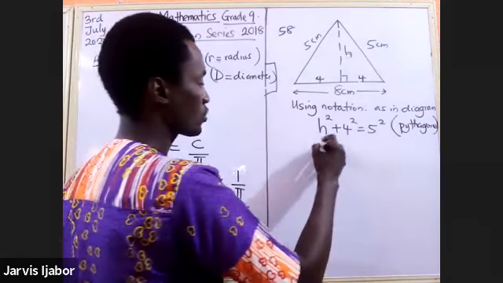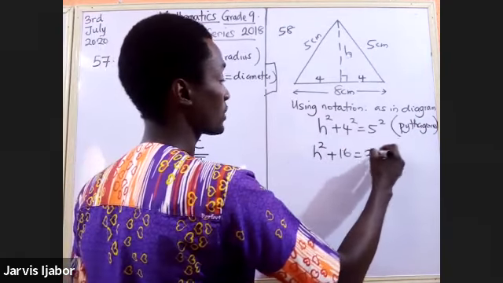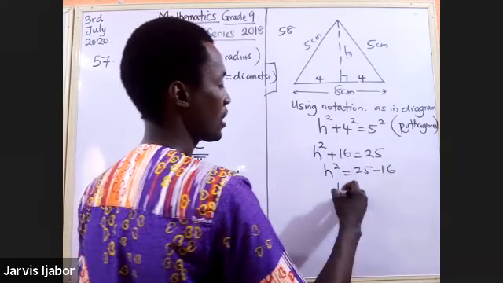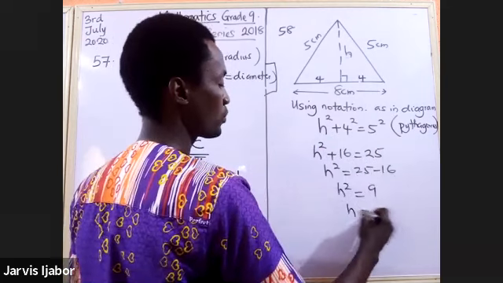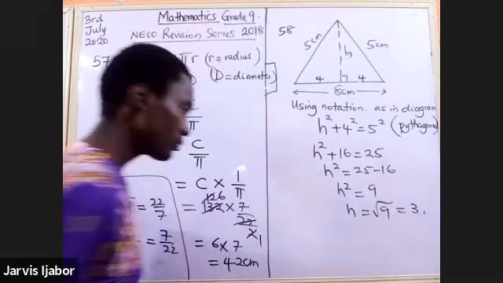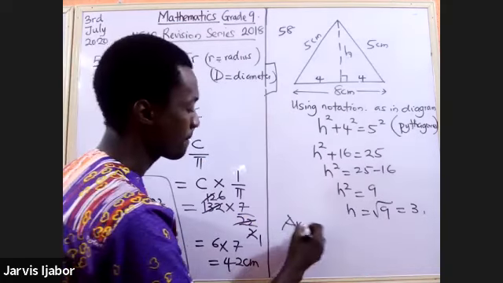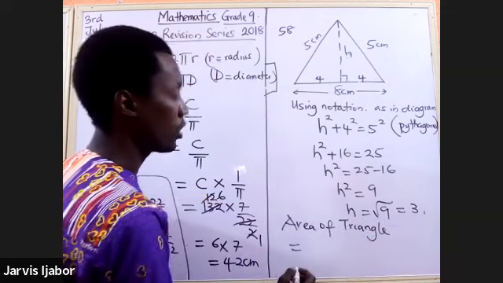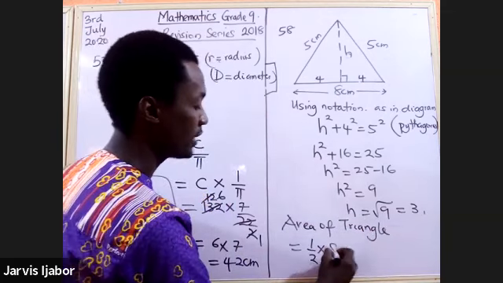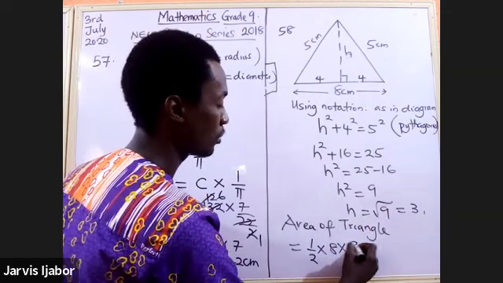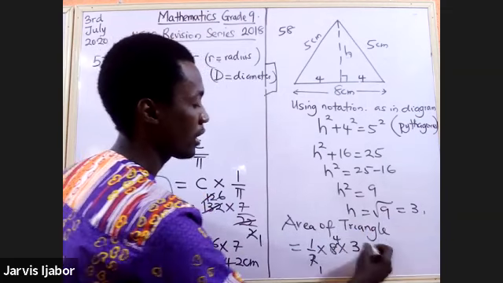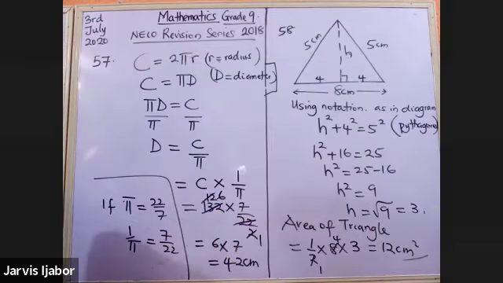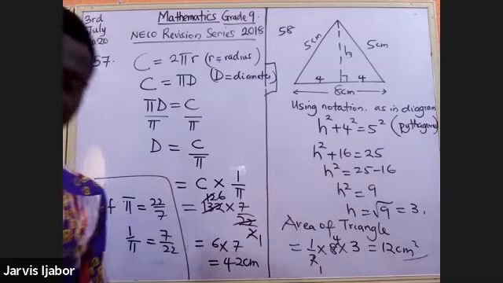So h squared plus 16 is equal to 25. And h squared is equal to 25 minus 16. H squared is equal to 9. And h is equal to the square root of 9, which is 3. So what is the area? Area of triangle will now be equal to half base times height, which is now 3. And that will be 12 centimeters squared. So the area of that figure is 12 centimeters squared.